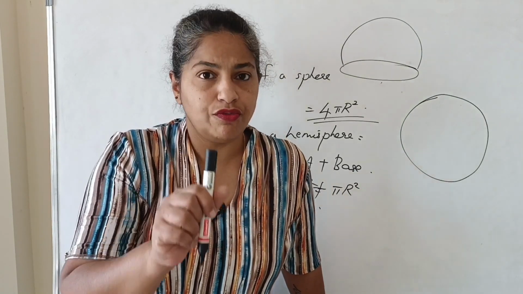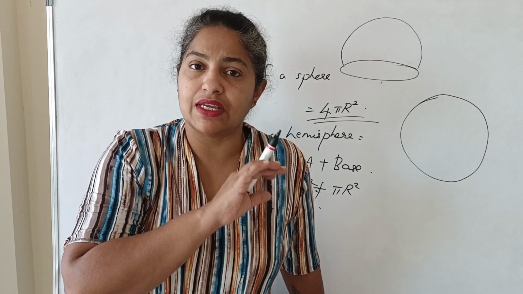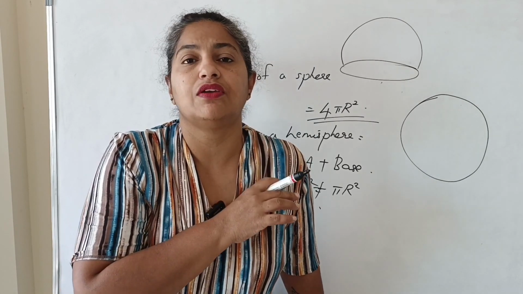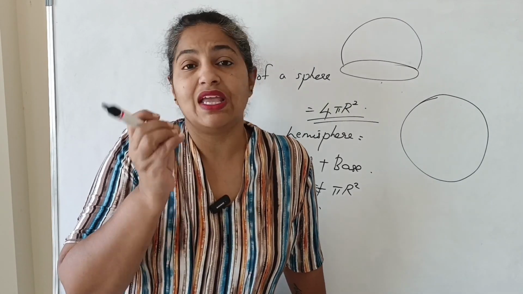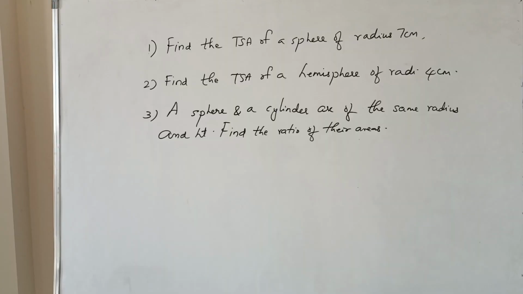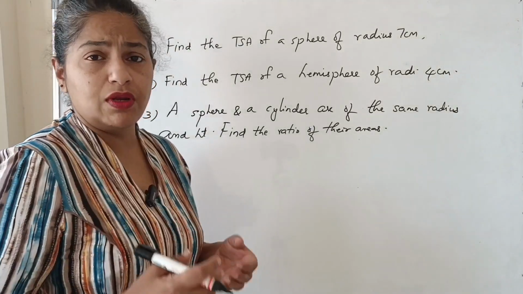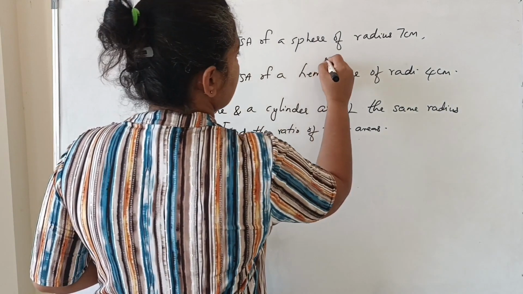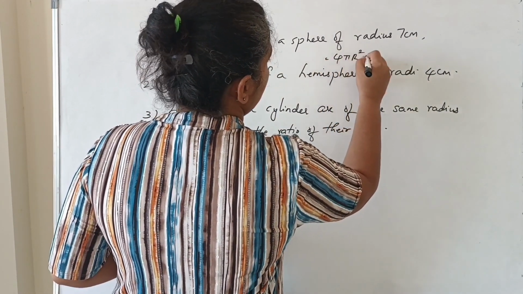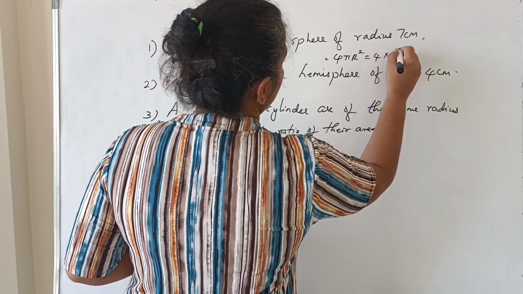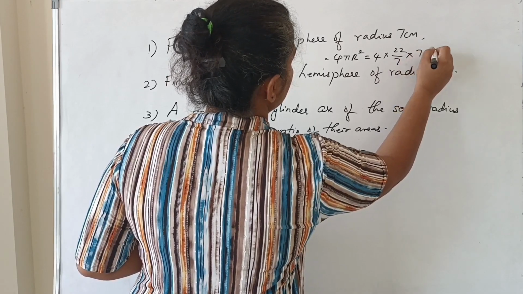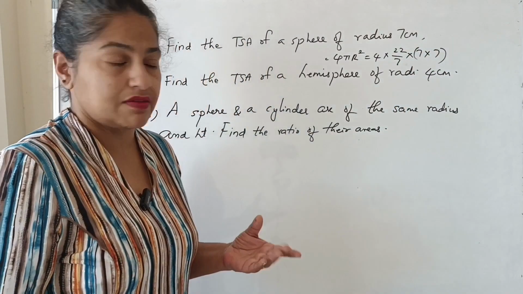Okay, so now let us do a few sums. After getting very clear with these two concepts, we will move on to the area of a spherical shell. Here I have written three sums. The first two are very direct. Find the TSA of a sphere of radius 7 centimeters. You know that the formula for the total surface area of a sphere is 4 pi r square. You substitute it directly, 4 into 22 by 7 into 7 into 7, and find out the answer.